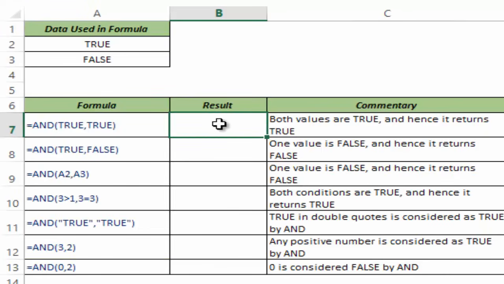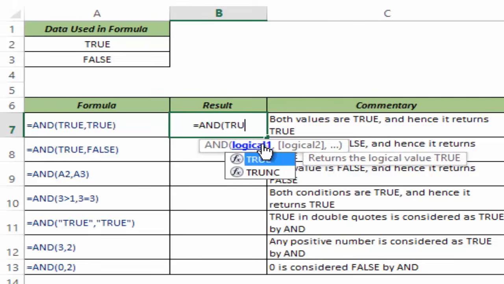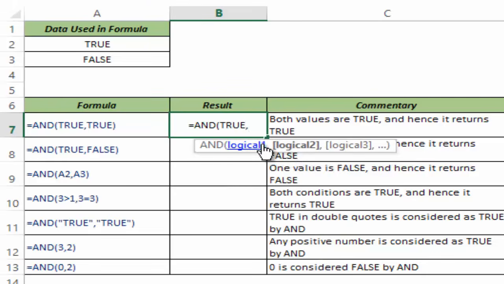Let me show you how the AND function works. So I type AND in Excel. Now AND takes logical arguments and it analyzes these logical arguments, and if these are all true then AND returns true, and if any of these arguments is a false then AND returns false. So in this case, if I type true and true and hit enter, AND would return true because both the arguments are true.